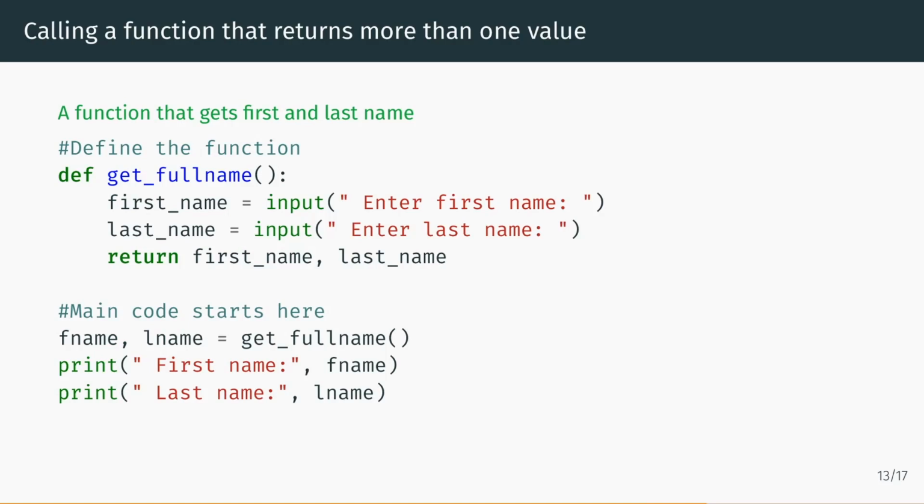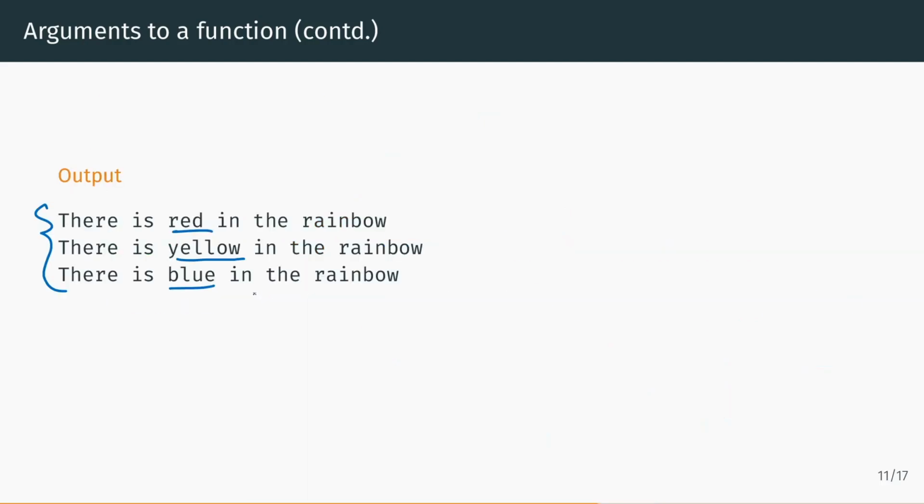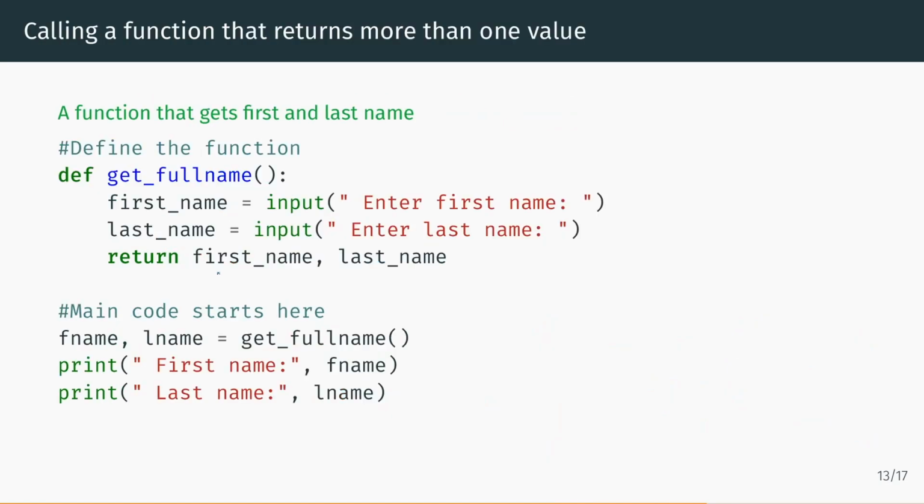Now we talked about functions that return more than one value, right? But in all the previous examples, we have only used functions that return a single value. So how do we call a function that returns more than one value? Take this example for instance.